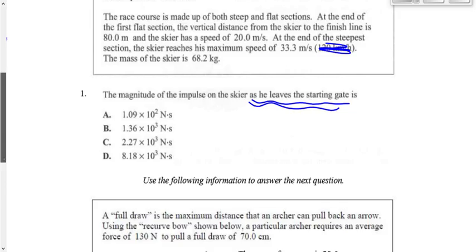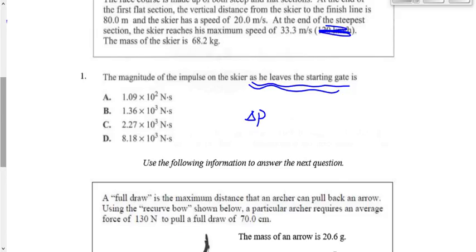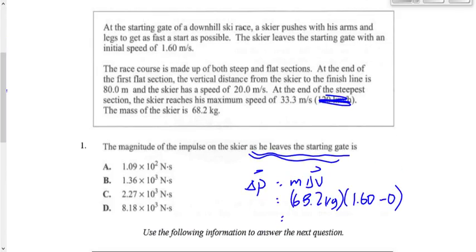It's clearly an impulse question because it asks us for impulse. We're going to use probably m times delta v because we don't know anything about the force. The mass of the skier is 68.2 kilograms. What's the change in velocity of the skier? 1.6 meters per second. Now, this can be a little bit confusing because it says here the skier leaves the starting gate with an initial speed of 1.6, but yet I'm calling 1.6 the final speed, or the final velocity.